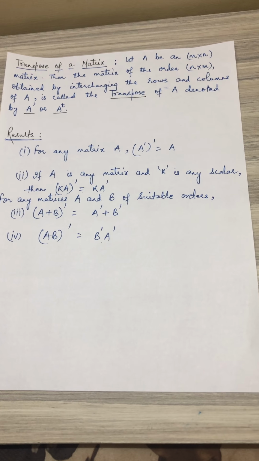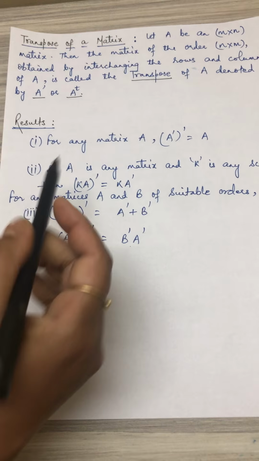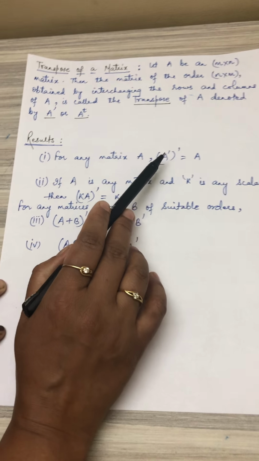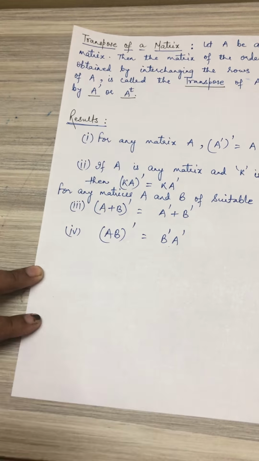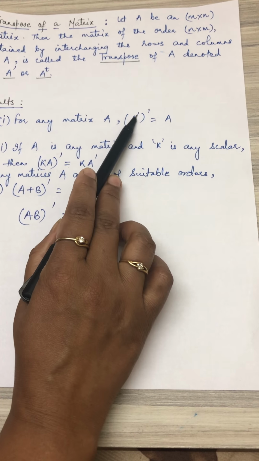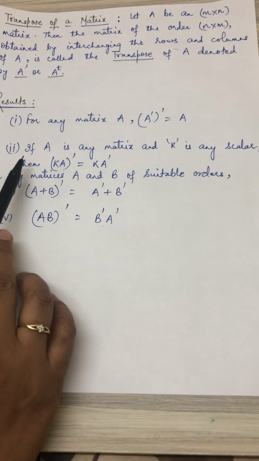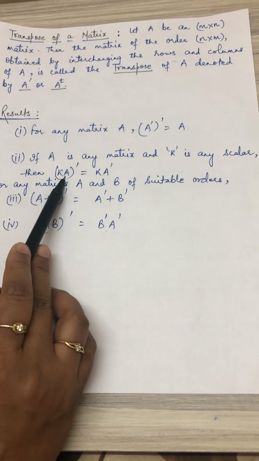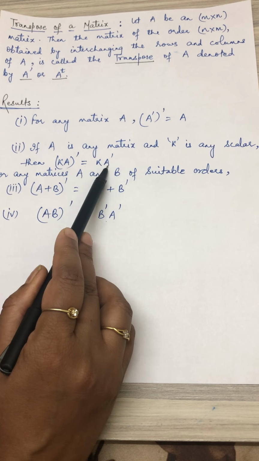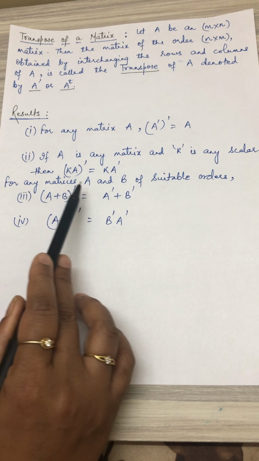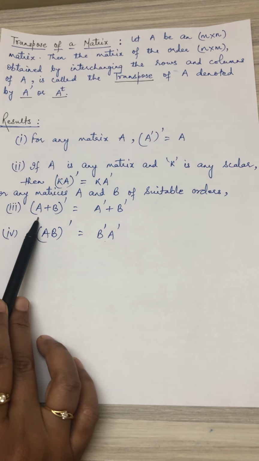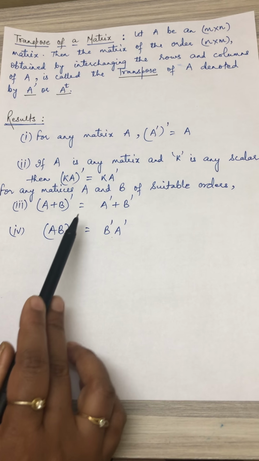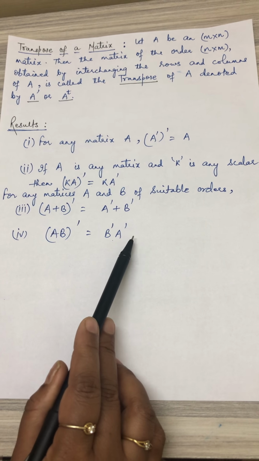Now there are some results on the transpose of a matrix. For any matrix A, the transpose of the transpose is equal to A: A dash whole dash is equal to A. If A is any matrix and k is any scalar, then kA whole dash is equal to kA dash. For any matrices A and B of suitable orders, A plus B whole dash is equal to A dash plus B dash, and AB whole dash is equal to B dash A dash.